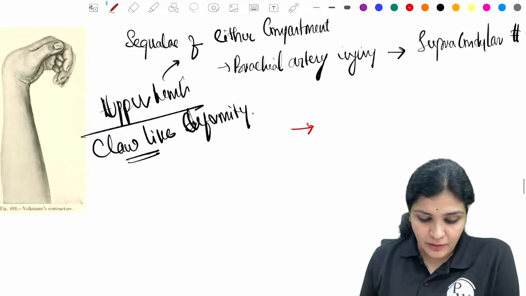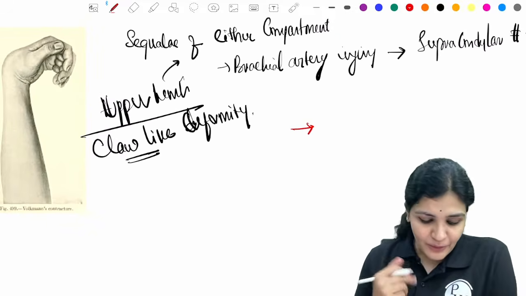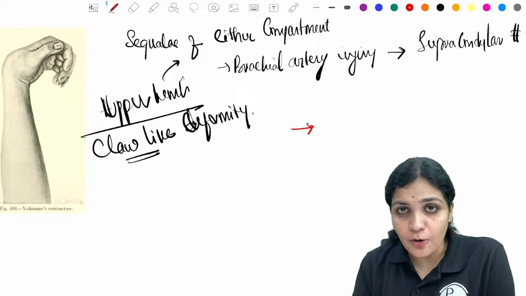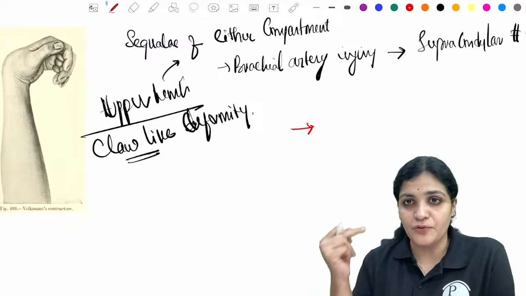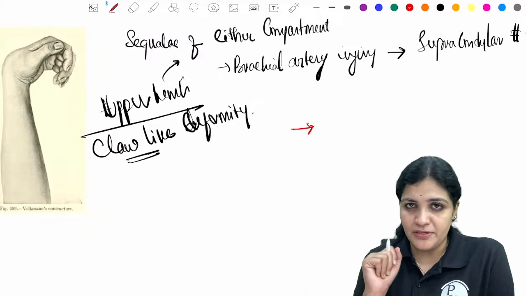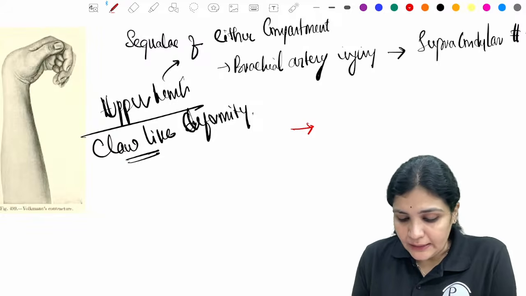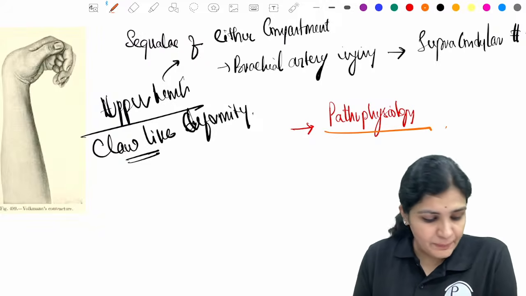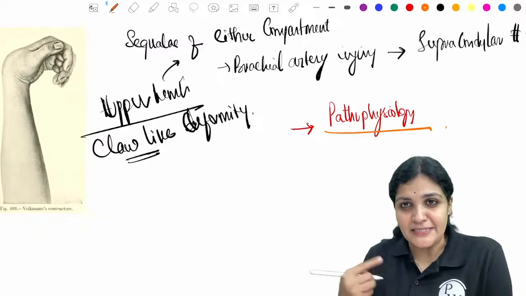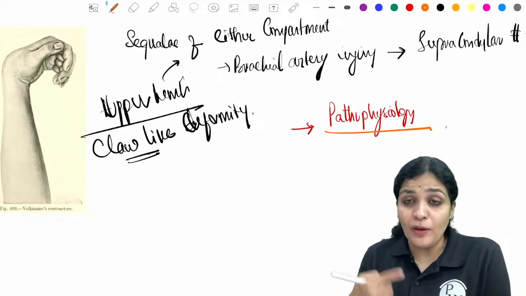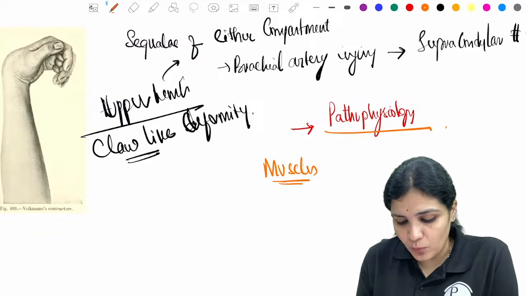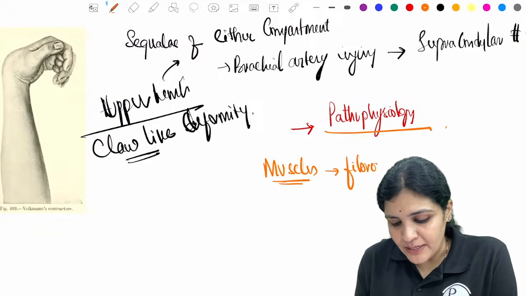So then you will write the claw-like deformity in the upper limb. This is either because of compartment syndrome or brachial artery injury in case of your supracondylar fracture humerus, right? And then what you will write is the pathophysiology. What happens in Volkmann's contracture? Now the patient has developed compartment syndrome. You have not treated it properly. So the muscles have converted into fibrous tissue.